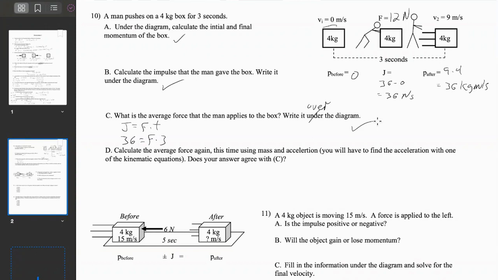Going to letter D, calculate the average force again, this time using mass and acceleration. You will have to find the acceleration with one of the kinematic equations. Does your answer agree with C? Well, v naught is 0 meters per second. That's the initial velocity. Final velocity would be 9 meters per second.